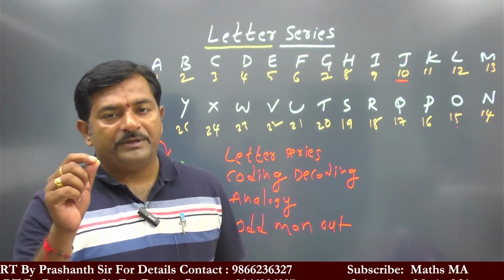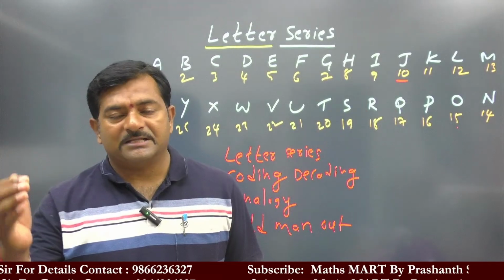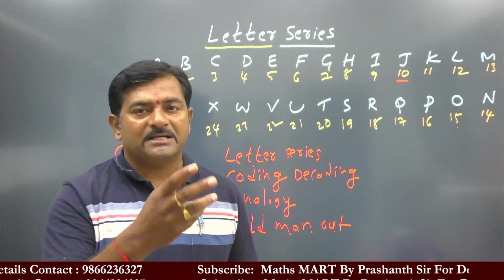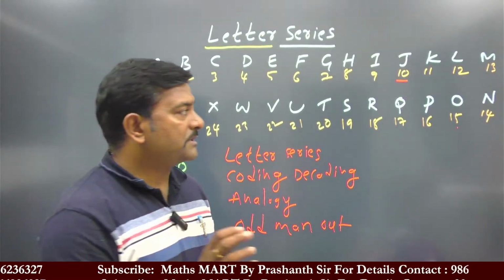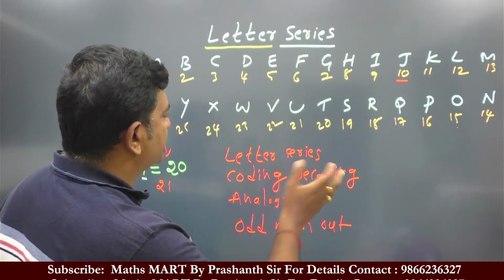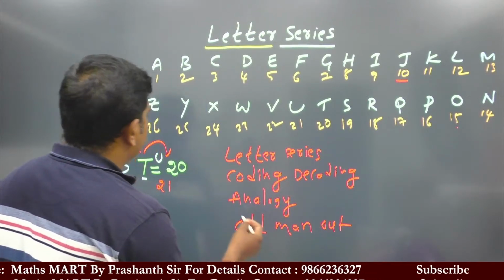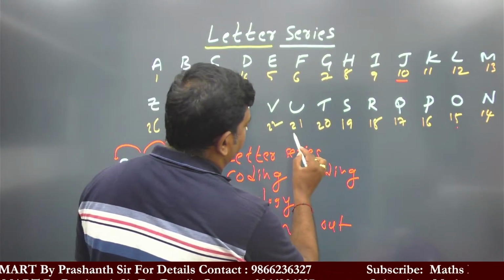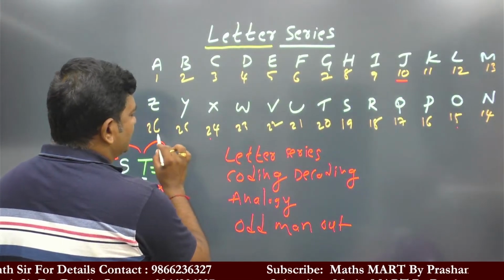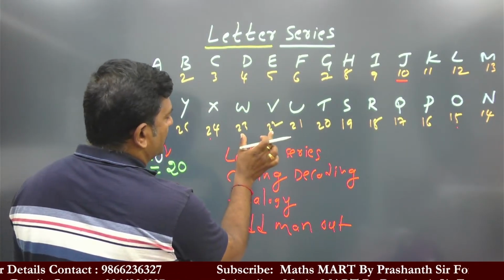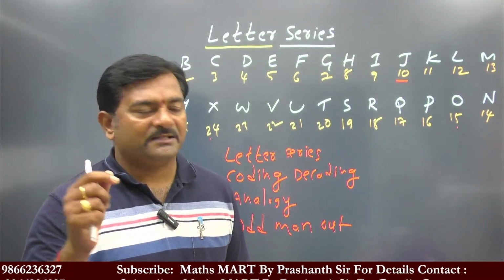Remember, O means how much here? 15. Its preceding one, the 14th letter, is N. Its succeeding one, the 16th letter, is P. So up to 15 and 16 we have discussed. Then focus on the next multiple, which is 20. This 20 we already discussed, and X, Y, Z we discussed just now. Now what remains are V and W. Usually you know V, just focus on these two letters.